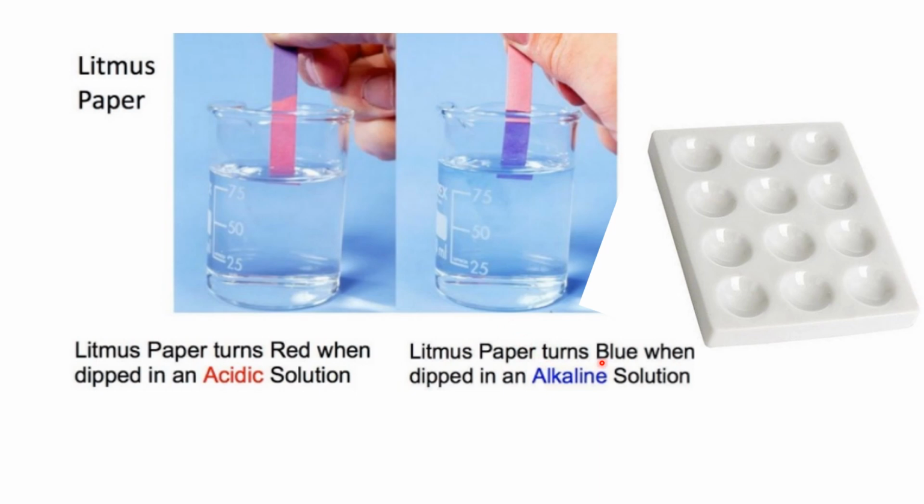And the litmus paper turns blue when dipped in alkaline solution. This is a red litmus paper, and it turns blue. This is an alkaline solution. But of course, if your litmus paper is already red and you immerse it in an acidic solution, the color will remain red. And in the same manner, if your litmus paper is already blue and you dip it in alkaline solution, it will remain blue.